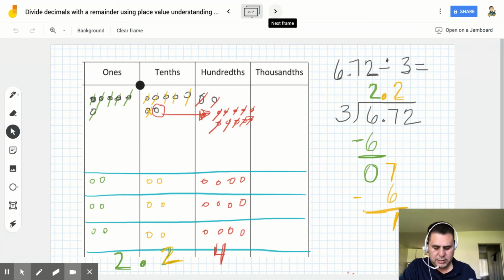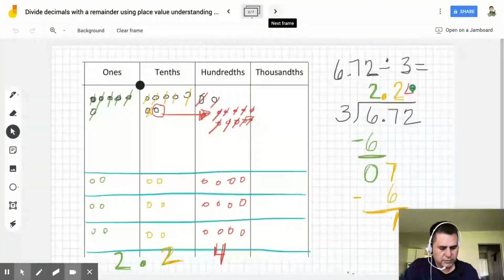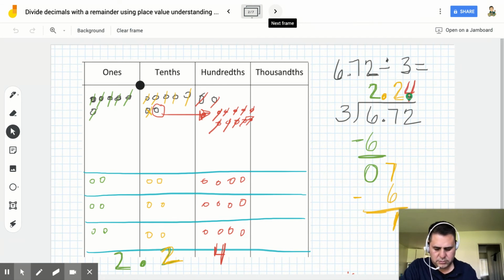Again, if I have 12 hundredths divided by 3 equally, how many hundredths does each one get? That's right, 4. Or you can also think of the basic fact, 3 groups of what gives me 12? 3 groups of 4. This is what we see here.